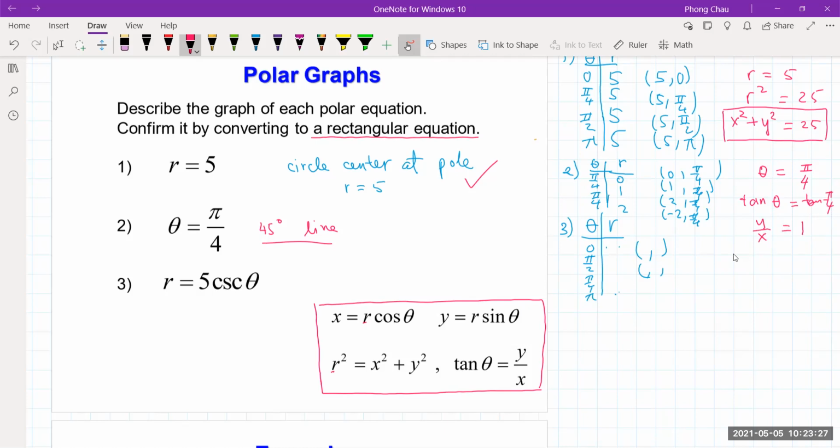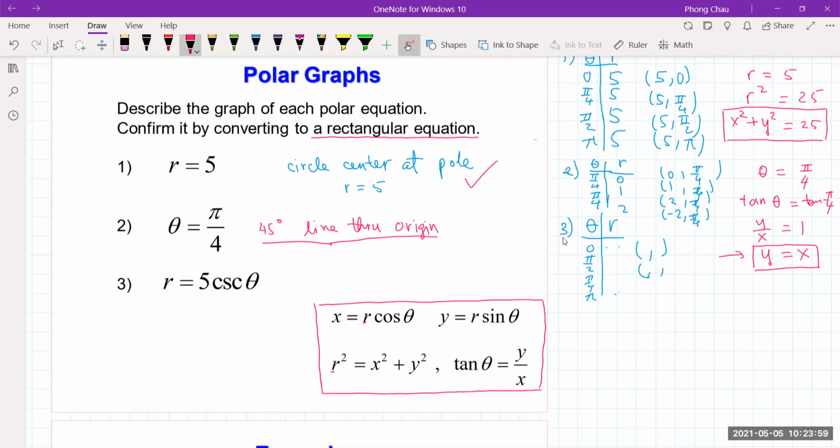If you multiply both sides by x, you get y equal 1x. And we obtain this nice little equation in rectangular form. Do you know what the graph of y equal x looks like? Yes, right, the 45-degree line through the origin, right? Through the origin. So that is how we do it.